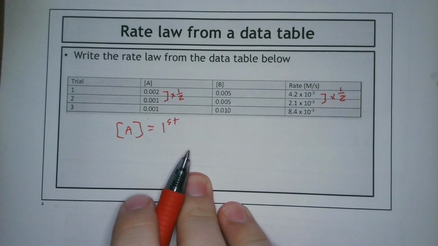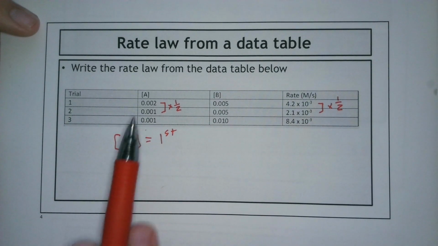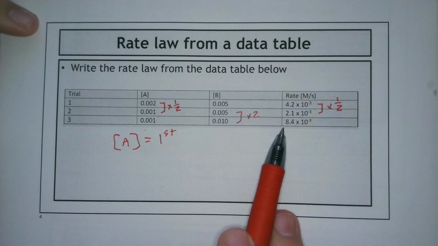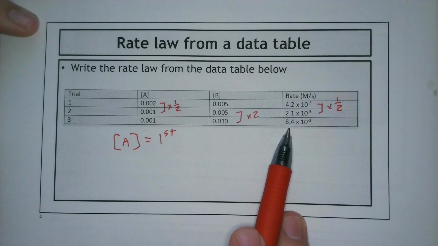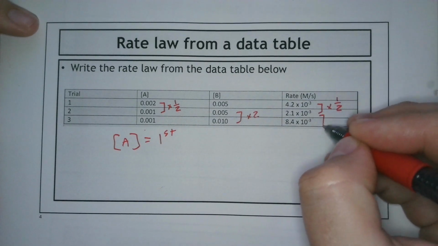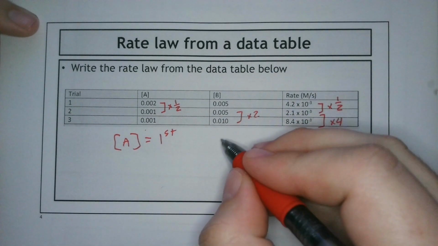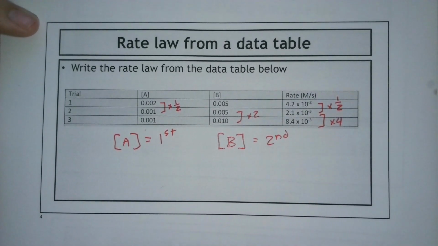All right, B, we'll look for 2 trials where B is the only thing changing. A is held constant in 2 and 3, but B doubles. Over here, if I look at my rate, it goes from 2.1 up to 8.4. The only thing I've changed is now I doubled my amount of B, but my rate has increased by a magnitude of 4. Okay, that means doubling my amount of B has had a squared effect on the rate of the reaction. So this reaction, if I'm thinking about just B, is second order.